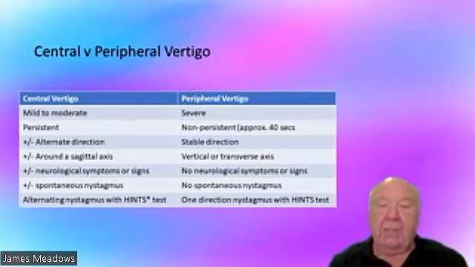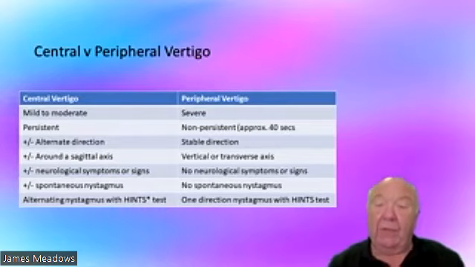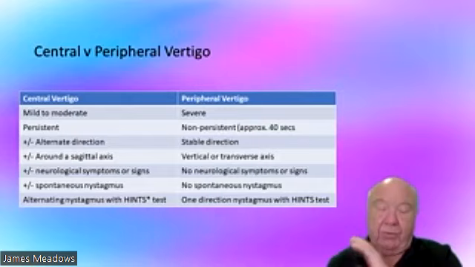and do something that's not going to be good for them. Okay, so central vertigo can also alternate direction. They can spin clockwise one time, and within the same attack, it can switch and go the other way. Or between attacks, one attack will be clockwise, the next one will be counterclockwise. Whereas peripheral vertigo tends to be stable. It's always going to be counterclockwise or clockwise.